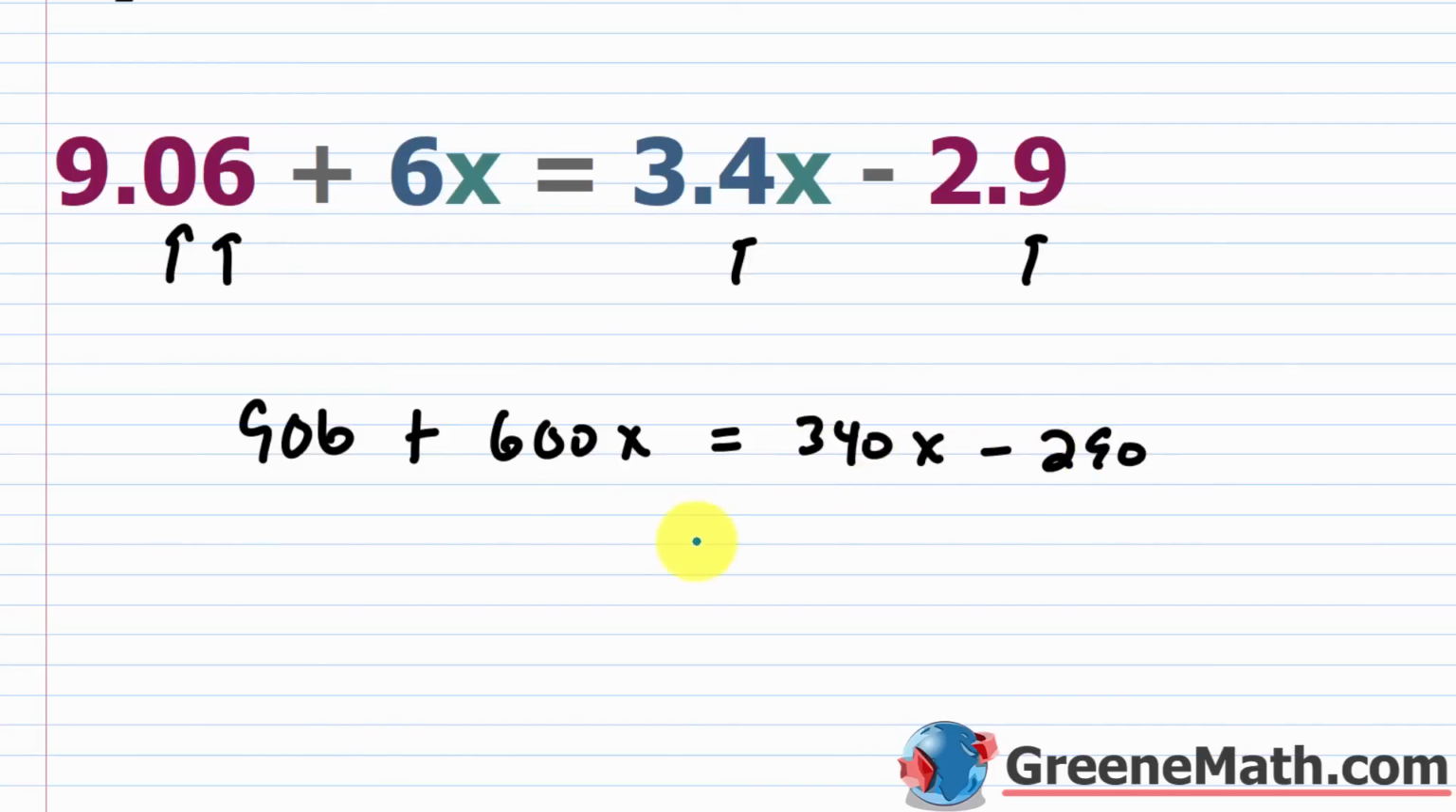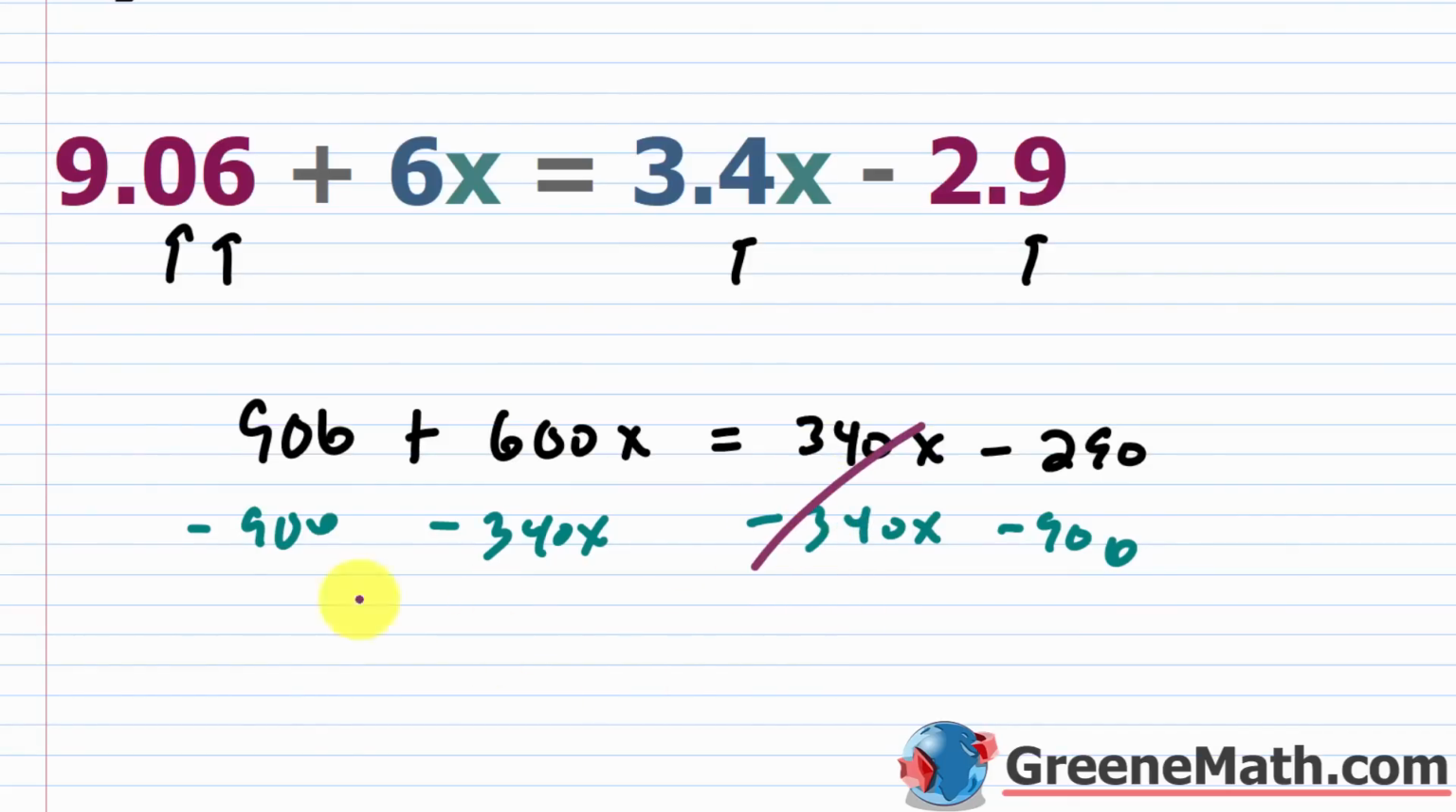So let's go ahead and subtract 340x away from each side of the equation. And let's also subtract 906 away from each side of the equation. Let me make that better. And I think this 3 could be more legible here, so let's do that. And let's go ahead and cancel this, and let's cancel this.